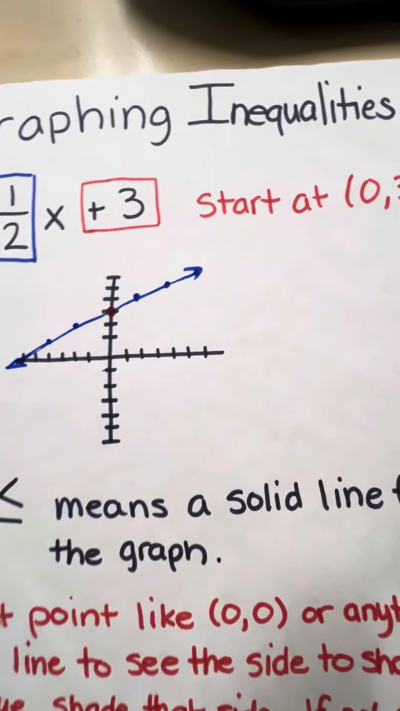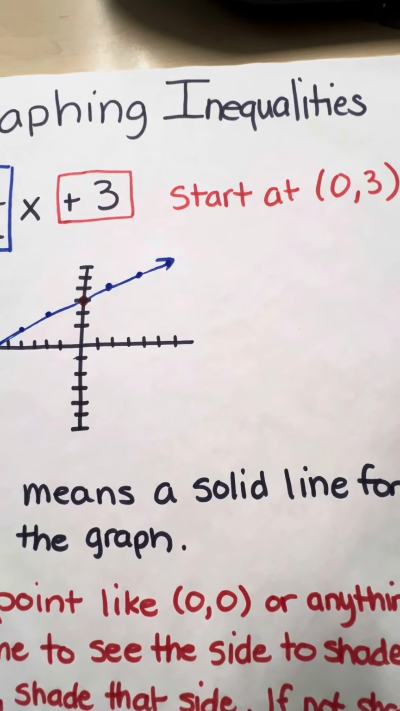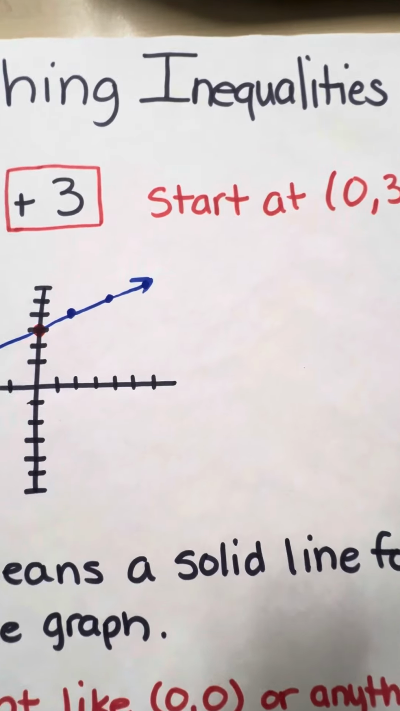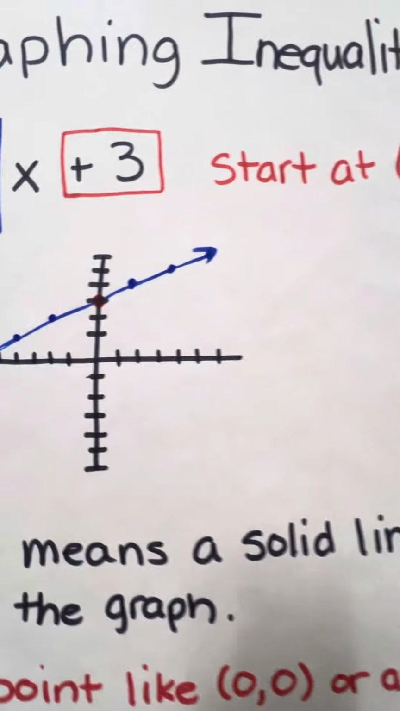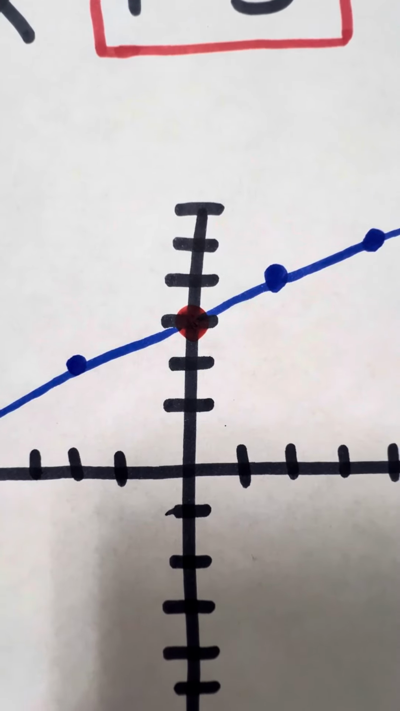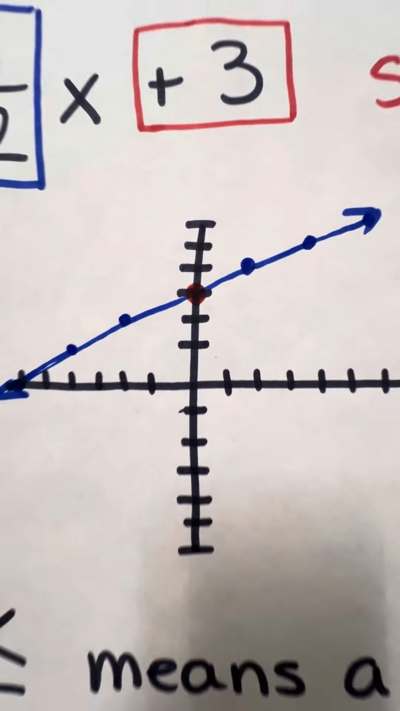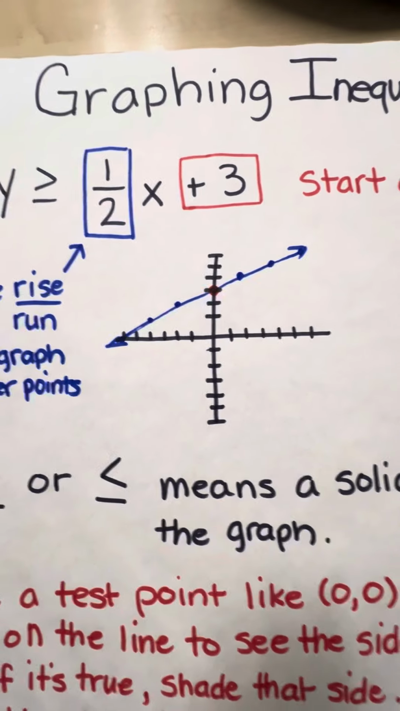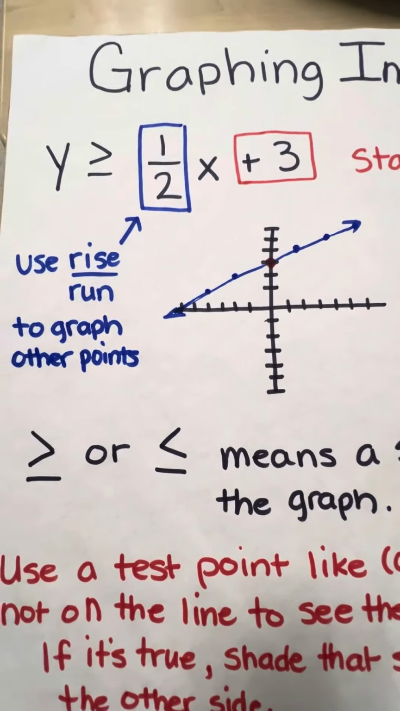So what we're going to do is graph this just like y equals mx plus b in slope-intercept form. So we're going to start at that positive 3. You can see right there I have a little red dot at the positive 3 on the y-intercept, and I did this by hand. So if it's a little bit off, it's the best I could do by hand.